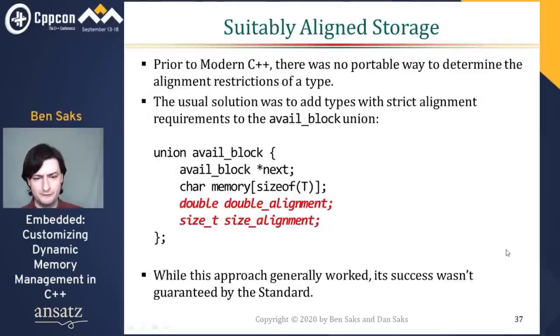So, before modern C++, there wasn't really a portable way to determine the alignment restriction of a type. So usually the solution to this was to include types with very strict alignments in the union that represented an individual memory block. The idea was this union then has to have alignment as strict as those types. So we'll throw in the types that we can think of with the most strict alignment, and that'll probably work. And usually it did, but it wasn't guaranteed.